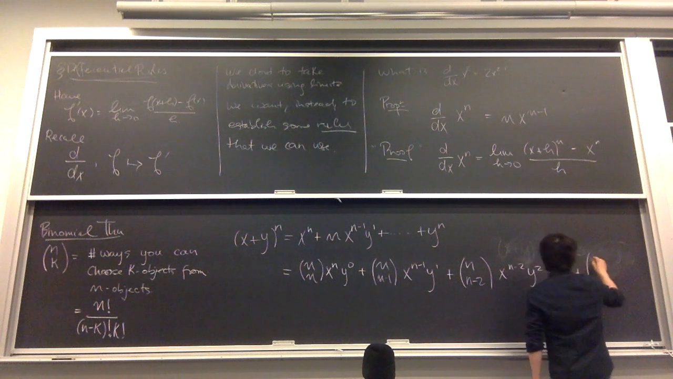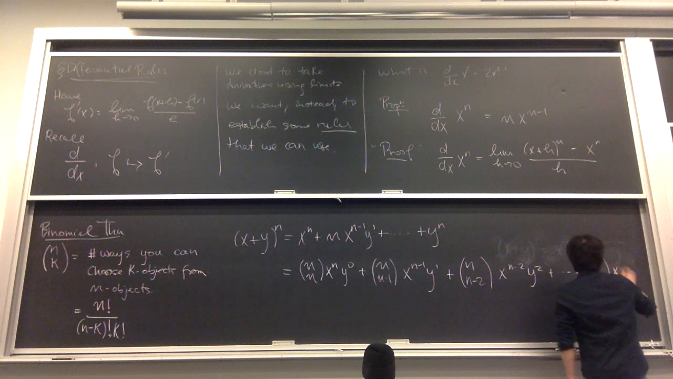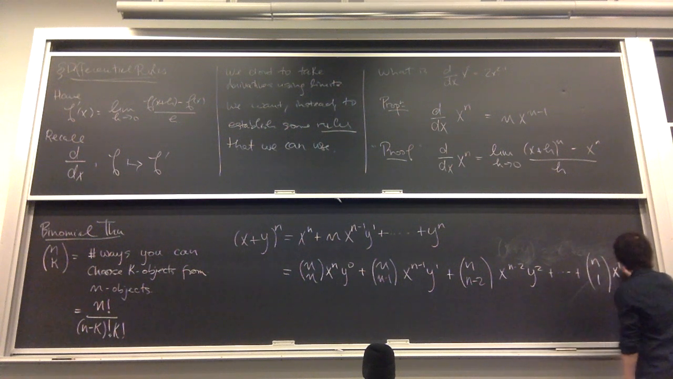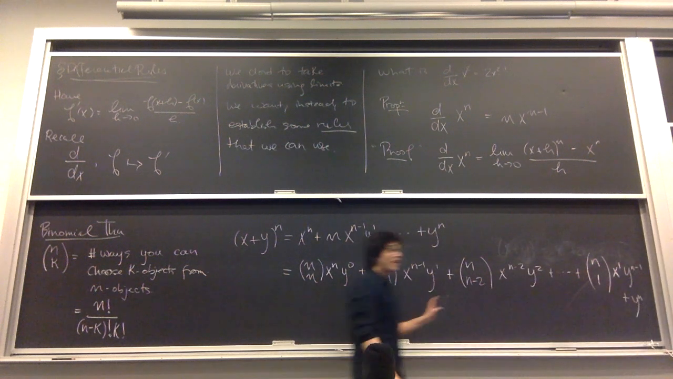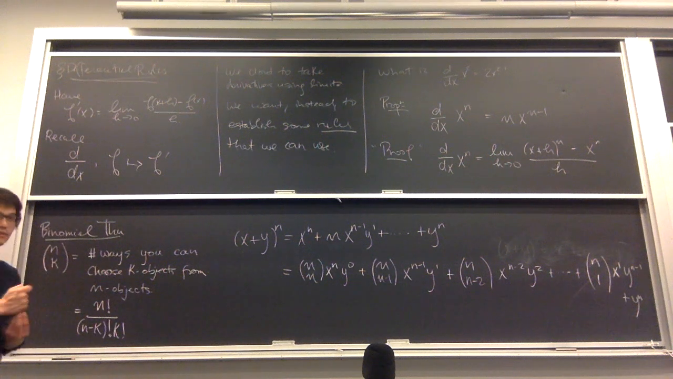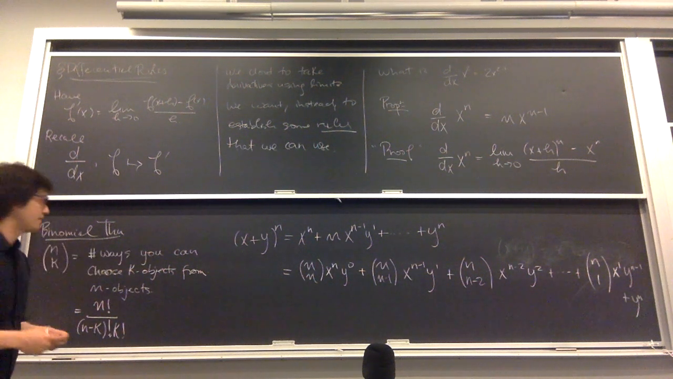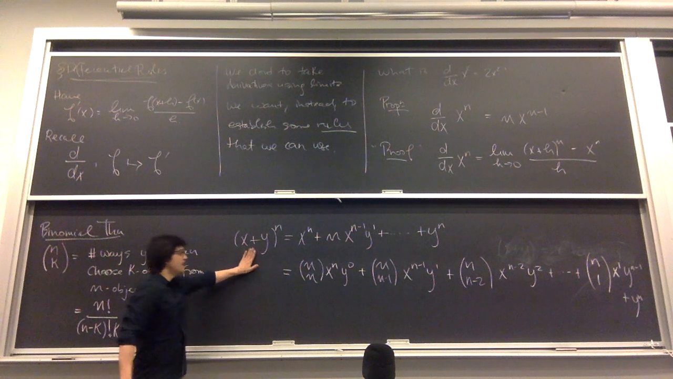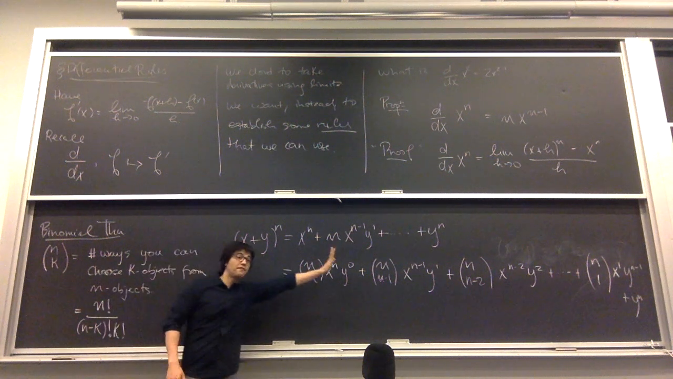Finally, the very last term is going to be n choose 1, x to the 1, y to the n minus 1, plus y to the n. Don't freak out too much. I'm just showing you this as a neat tool. If you've ever seen Pascal's triangle, you can get this out of Pascal's triangle. But we do have a way to take equations like this and give the expansion.